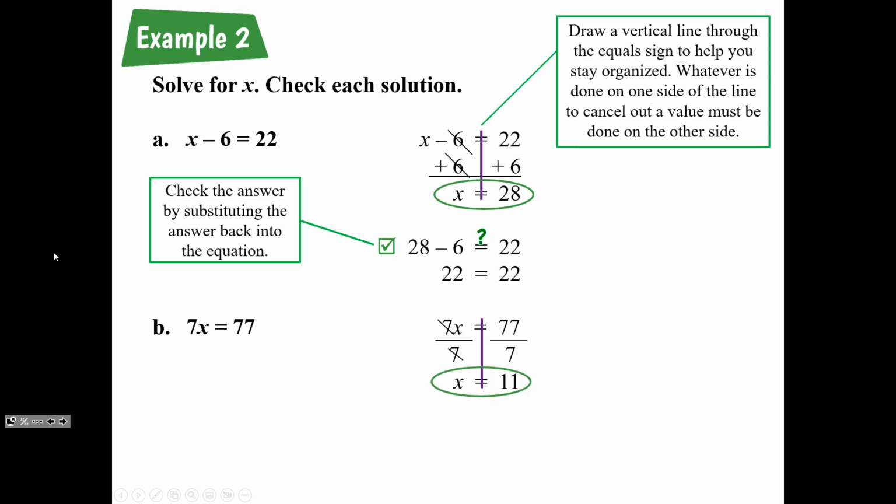Okay? Now it's still telling us to check each solution. So what do we do? We plug in our x to our original equation. So 7 times 11 is 77. Both sides are equal to each other, so we know that it is true.